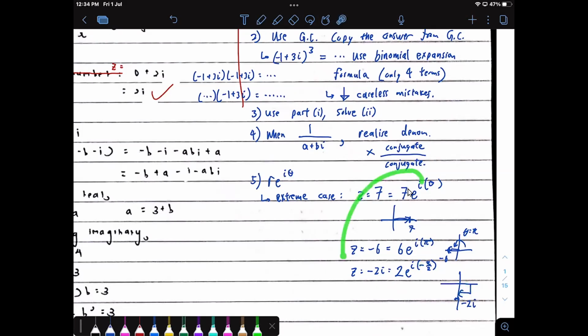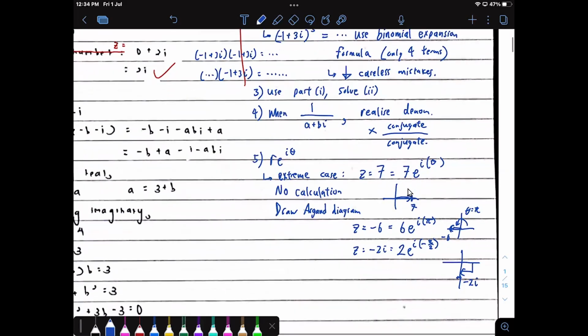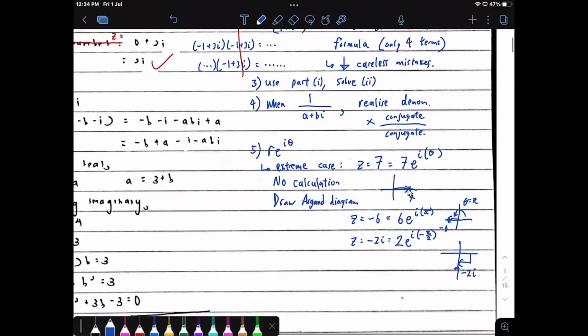This one, no calculation required. Just draw an Argand diagram and you will see it immediately. Don't need any working. What's another mistake you made? Let me just see if I can recall.